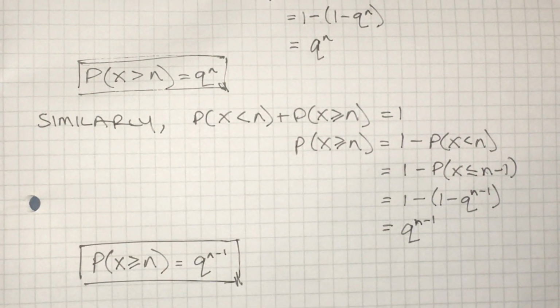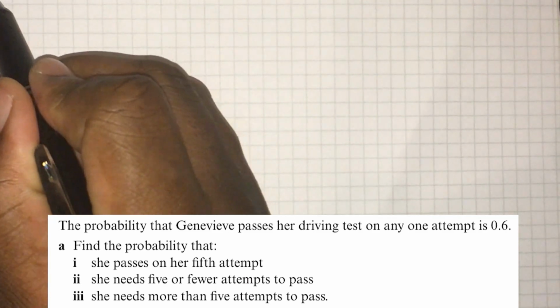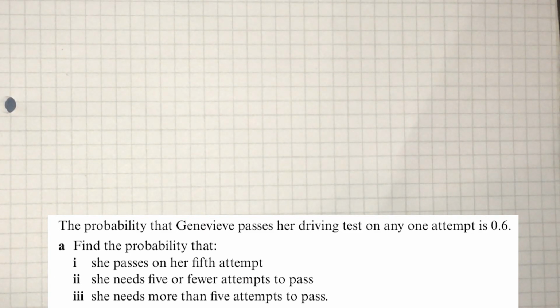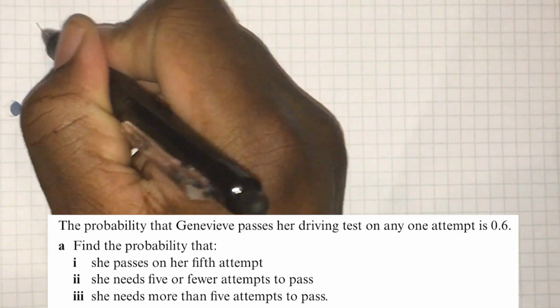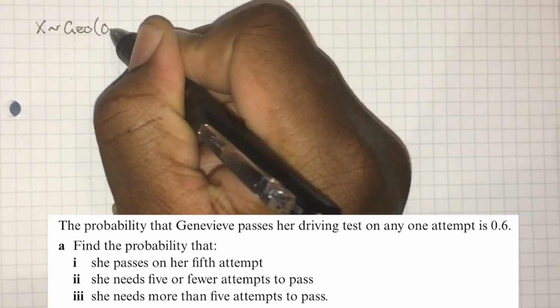So as I said, commit these two to memory or make sure you know how to deduce them from this original starting point. Okay, so here's an example that you may well get as you work through these exercises. The probability that Genevieve passes her driving test on any one attempt is 0.6, and we're going to find these probabilities.